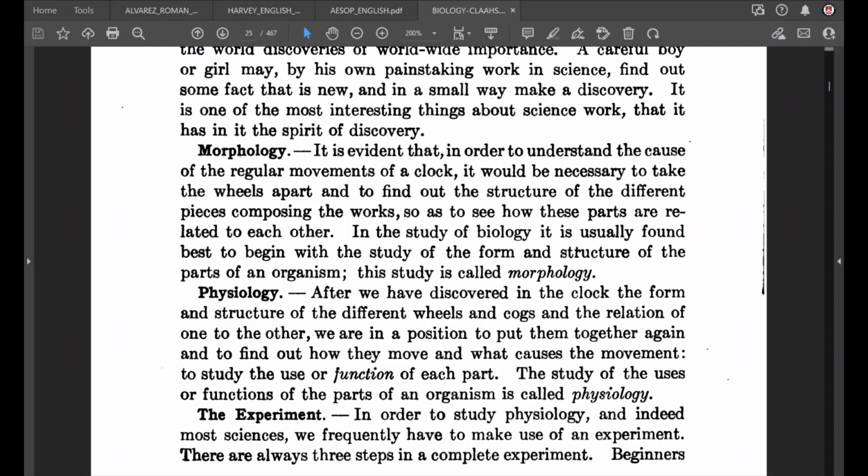After we have studied the form and structure of all the different parts, the wheels and the cogs, and the relation of one to the other, we're in a position to put them together again and find out how they move and what causes the movement, to study the use or function of each part. So this is what physiology is, the study of the movement, the study of the function of the different parts. The study of the uses and functions of the parts of an organism is called physiology.